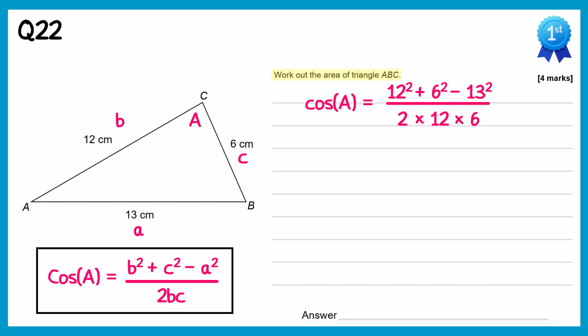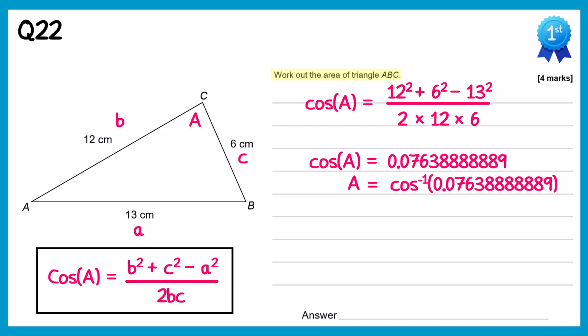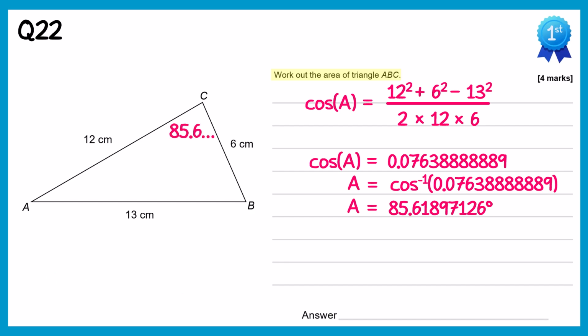If you type that whole right side into your calculator, you'll find that cos of A is equal to this number here. To find the value of A, we can then just use inverse cos. So A is equal to inverse cos of this number, which gives you this number here. So A is 85.61 and so on degrees. So let's add this A to our diagram.